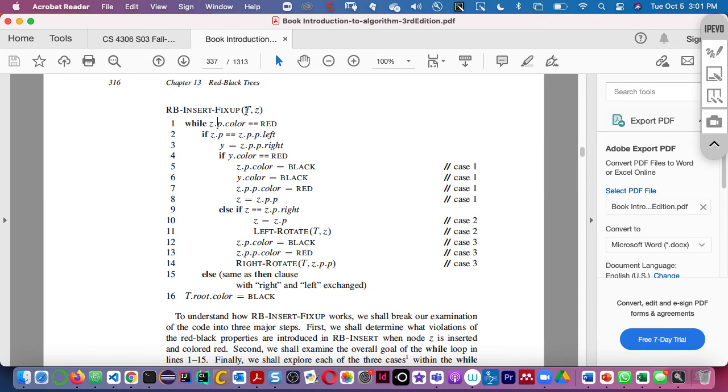Here T is a tree and G is a new node. Here, G dot P dot color, where P means parent, is read aloud this way: the color of the parent of G. Dot means "of." In object-oriented programming we use the dot operator, so dot means "of," a preposition. While the color of the parent of G.